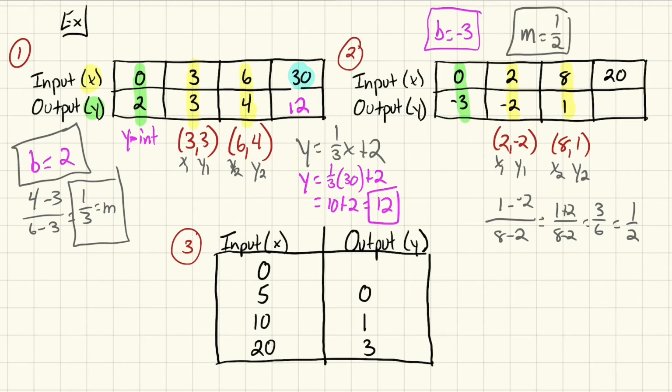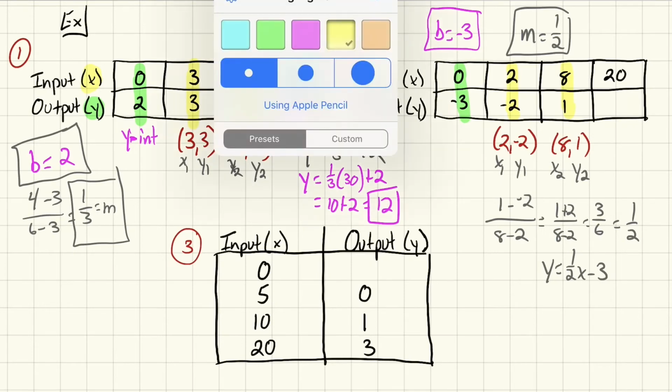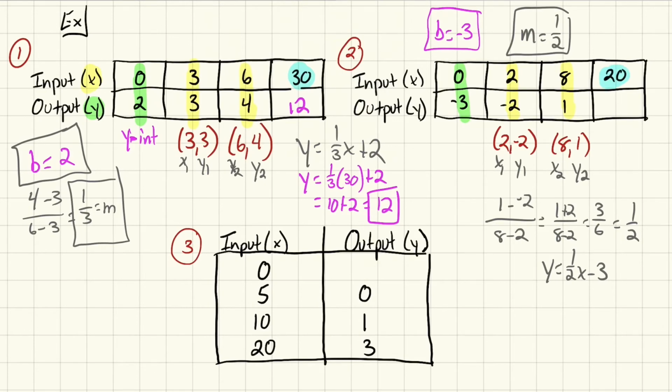Now, that lets me know what my slope is. I've got my 2 pieces. All I have to do is write my equation. Y equals 1/2 x minus 3. And the last piece to take a look at is the number I need to plug in. Well, if I plug in 20, I got to figure out what I get as an answer. And to do that, all I have to do is solve. Y equals 1/2 times 20 minus 3. 1/2 times 20 is 10. 10 minus 3 is 7. And so my answer here is 7.